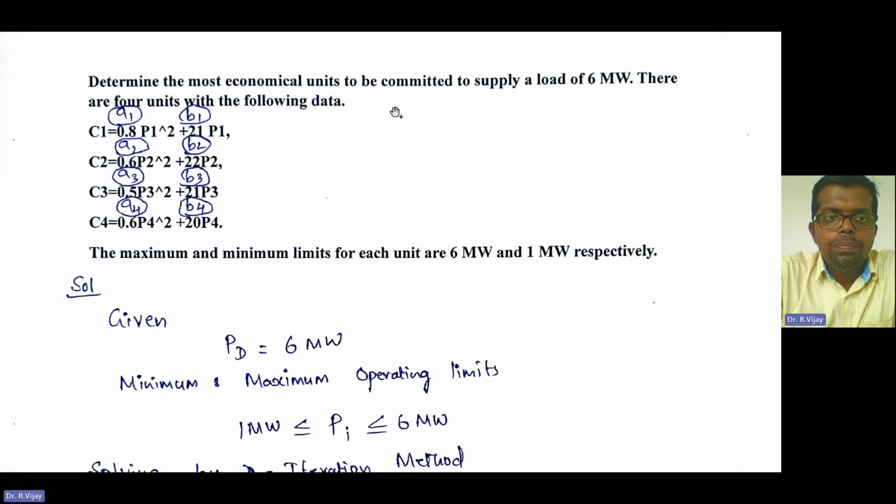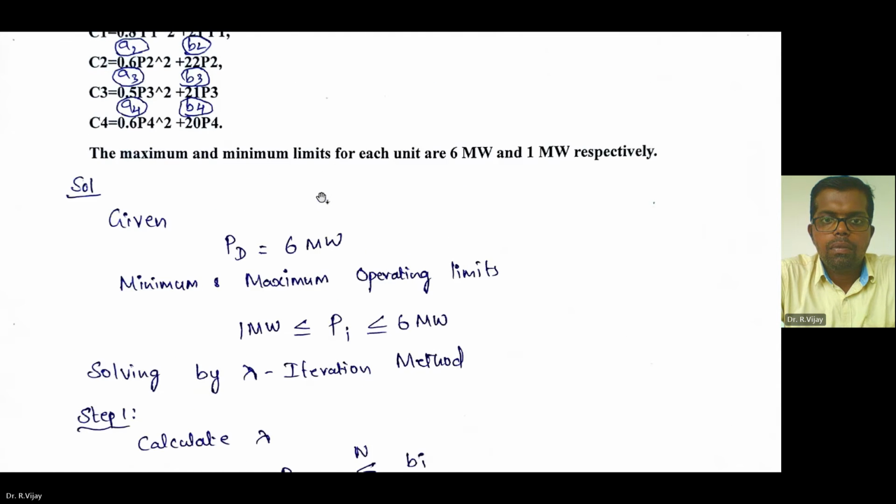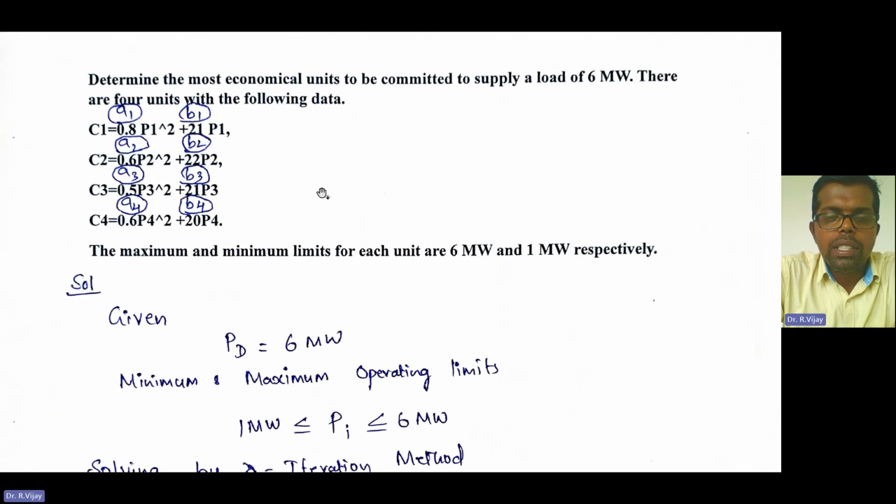Morning, one and all. Today, we are going to see one more problem on economic load dispatch with four generating units. Here, we are going to solve this problem by using the Lambda iteration method, because the Lambda iteration method is a very simple method.